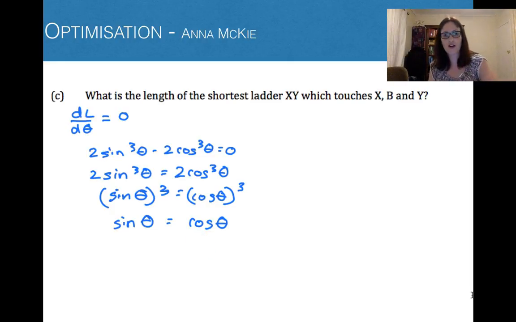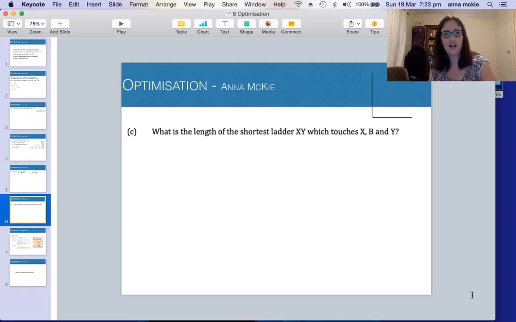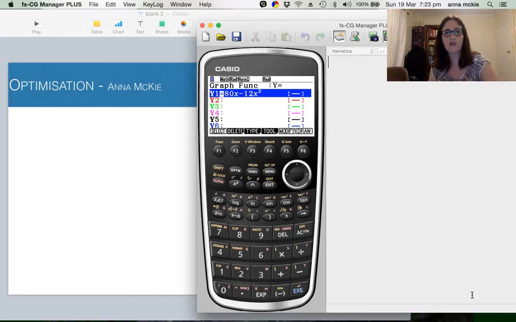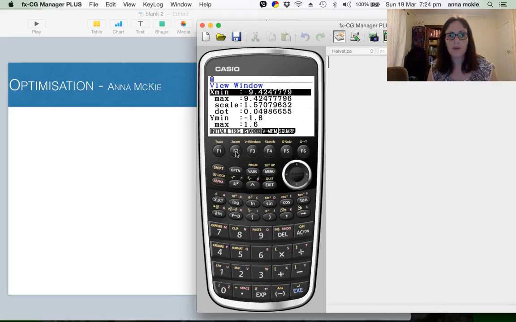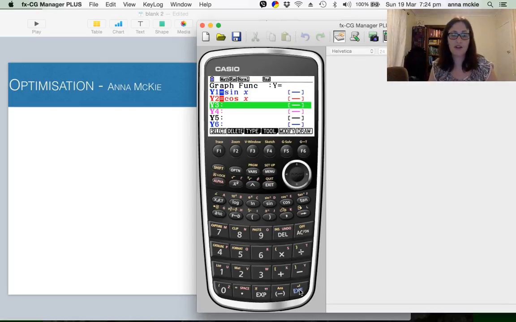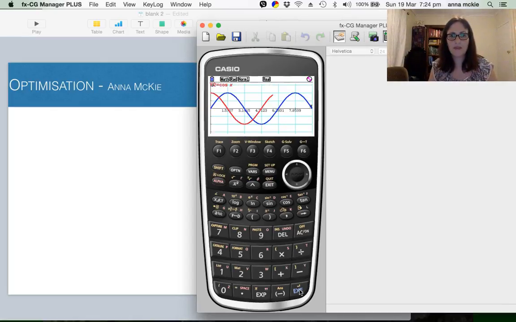I'm just going to quickly go across to our emulator. Whenever you get these types of questions, graph them and create a visual for yourself. So we want to know where sine of x is equal to cos of x. Think about our view window. We want to be in trig. Let's just work from 0 onwards, because they're periodic, so they'll repeat anyway.